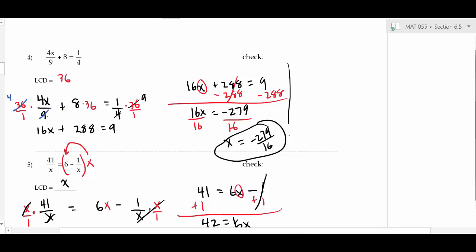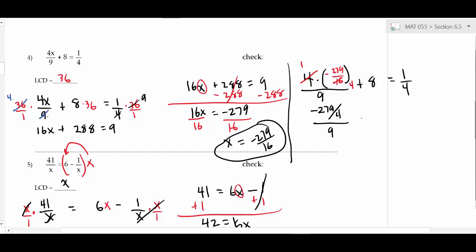Now, I'm not going to use my calculator or anything. You would do 4 times the answer, which is negative 279 over 16, all over 9, plus 8, and see if that's equal to 1/4. It looks kind of nasty, but it isn't. Here's why. Now I'll use my calculator for a few simple calculations on this. But first of all, 4 over 16 reduces to 1/4. So what you would end up with is negative 279 over 4 all over 9 plus 8.